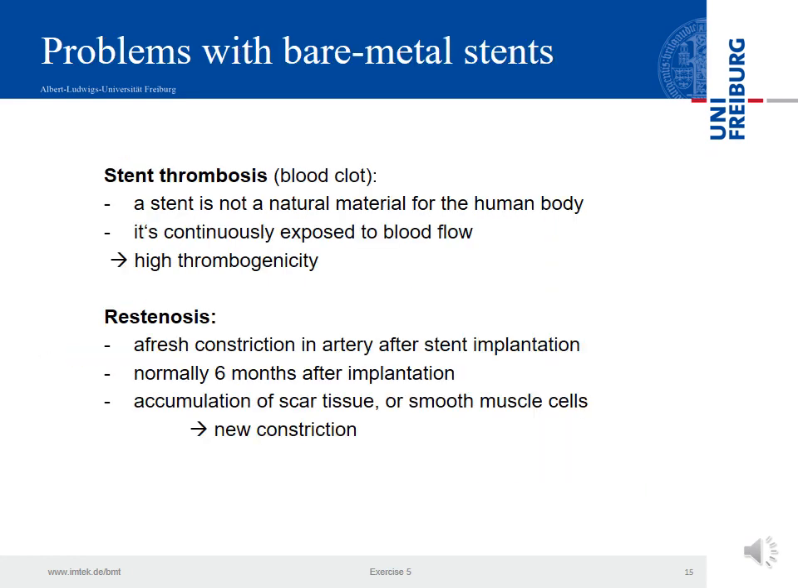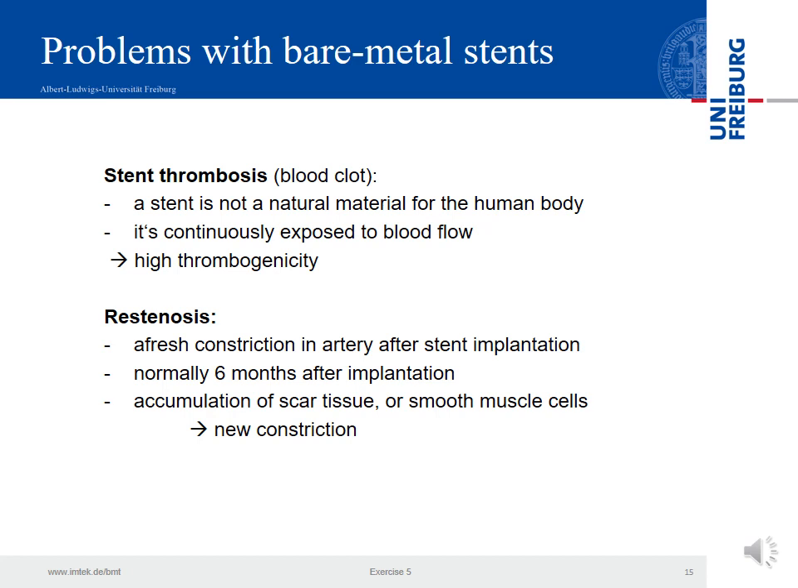But there are problems. What are the problems with bare metal stents? Well, one major problem could be the stent thrombosis. So there's a metal, and this is in direct contact with the blood flow, and if the blood flows over the metal, then the complement system of the blood sees the foreign body and starts a cascade reaction there. That means there's a high thrombogenicity, and we have to check that this does not cause any thrombi that are traveling around the body and block small arteries.